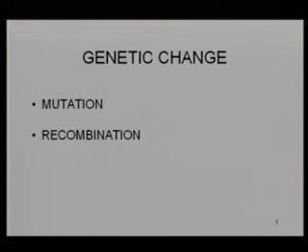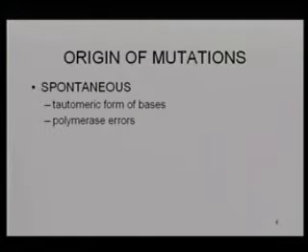But I just want to quickly review mutation for a moment. So how do you get mutations? Same way as we do. You can get polymerase errors. These are often due, as I said yesterday, to the tautomeric form of the bases.